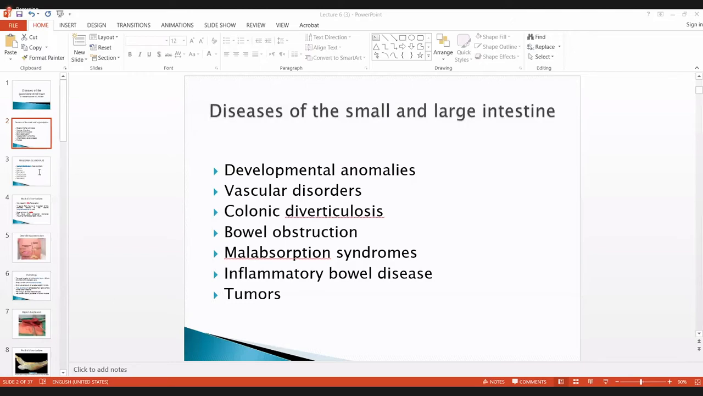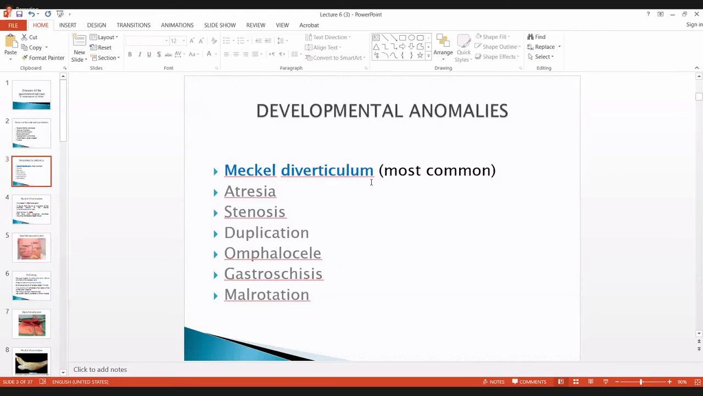So for the developmental anomalies زي ما حكينا they are many. Meckel's diverticulum which is the most common, atresia, stenosis, duplication, omphalocele, gastroschisis and malrotation ما رح نحكي عنهم. نحكي بس على Meckel's diverticulum.